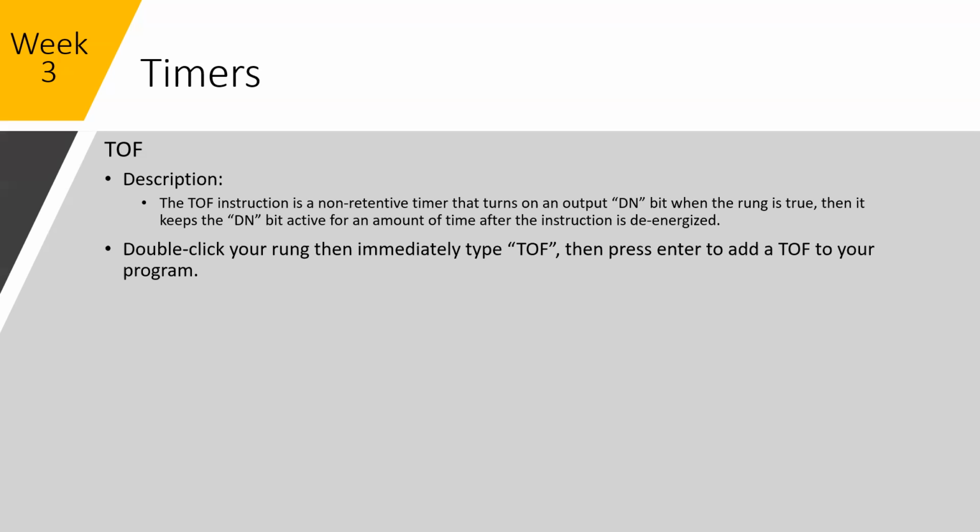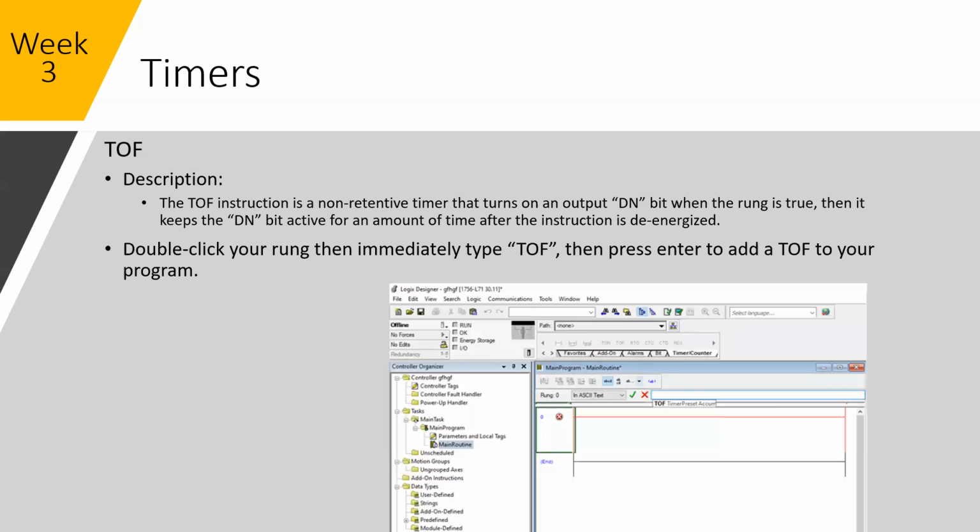So this is adding in a T off timer. Again, when you're online with your processor, you would double click on your rung, then you could type in T off timer here. It would add in a T off timer. Notice it looks the same as the T on timer, with the exception it says TOF. The description is in here as well.